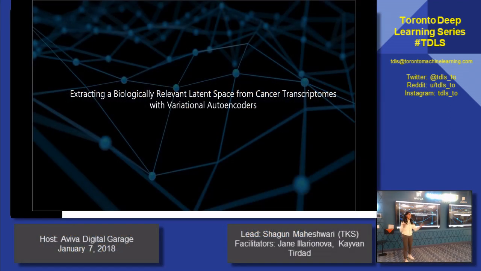My name is Shagun, as you guys already know, and today I'm going to be presenting a paper that I found really interesting. It's called Extracting a Biologically Relevant Latent Space from Cancer Transcriptomes using a Variational Autoencoder. That's a bunch of words, but essentially what this means is using a Variational Autoencoder to identify biological patterns within the data and also being able to reconstruct the data. The data set is taken from the Cancer Genome Atlas. It's this huge data set profiling over 10,000 tumors, over 33 different cancer types.